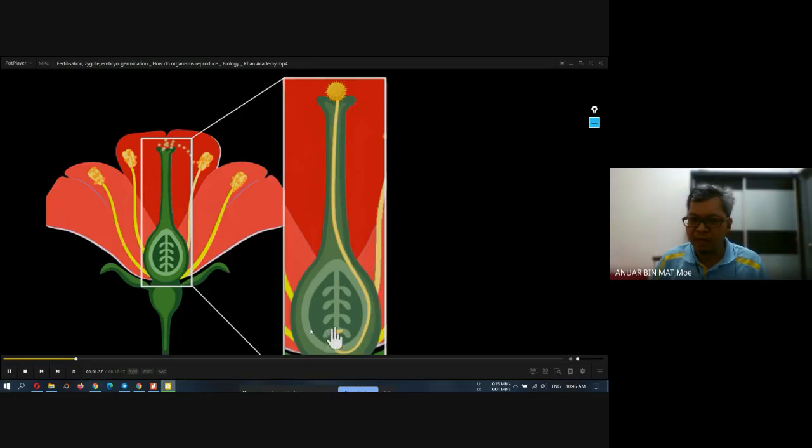And then it will go down. It will carry the pollen grain. The pollen grain will produce a tube, and then it will carry the male gamete along the style, and then bring the male gamete to meet the ovary, and then to fertilize with what? The pollen grain will fertilize with the ovule inside the ovary.